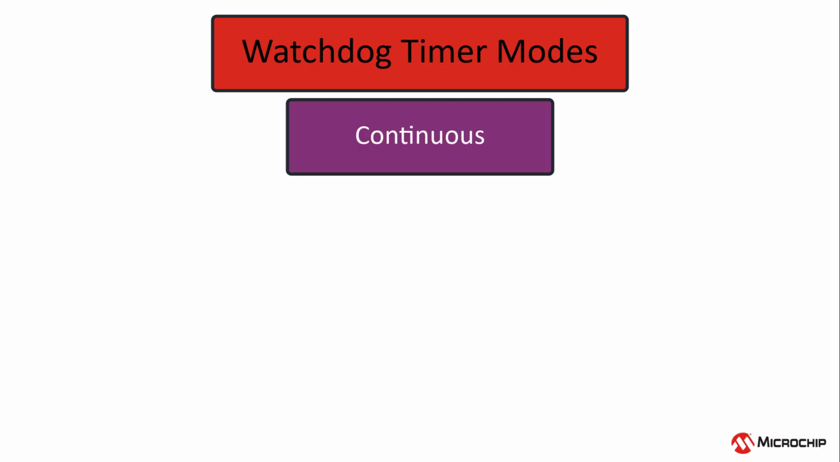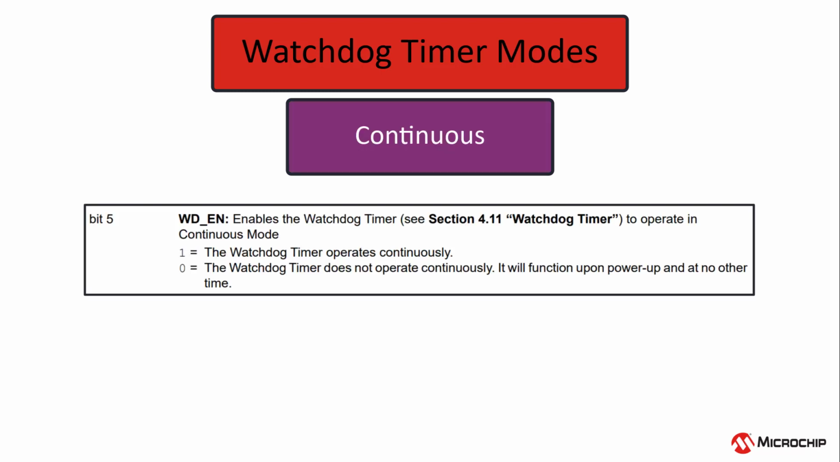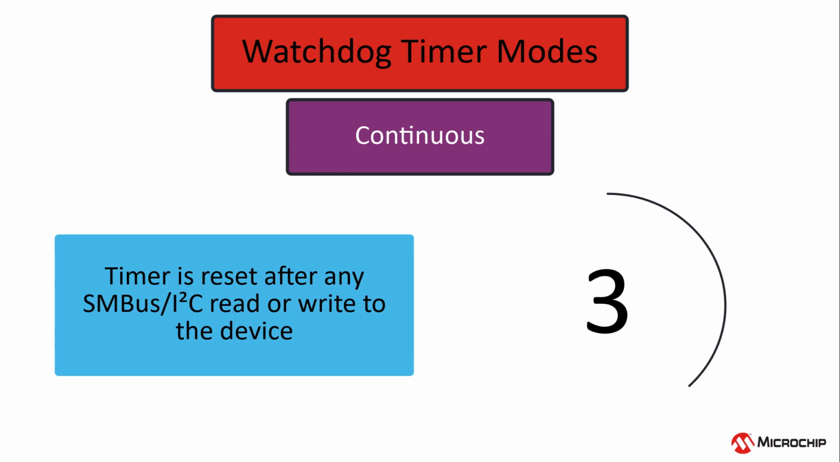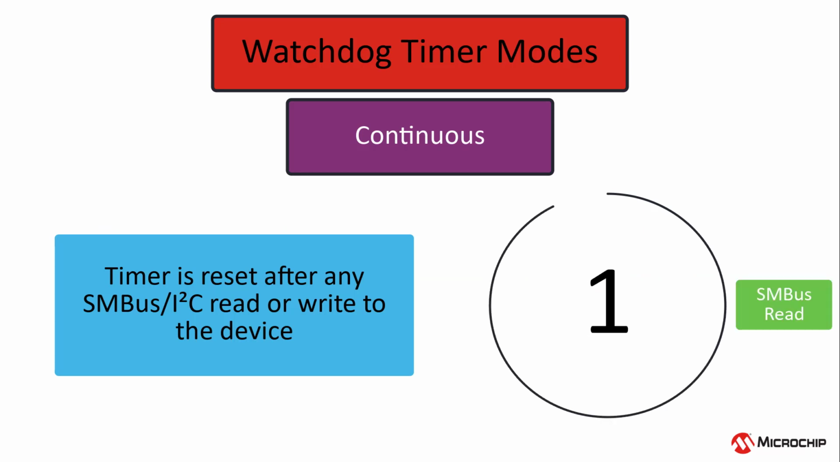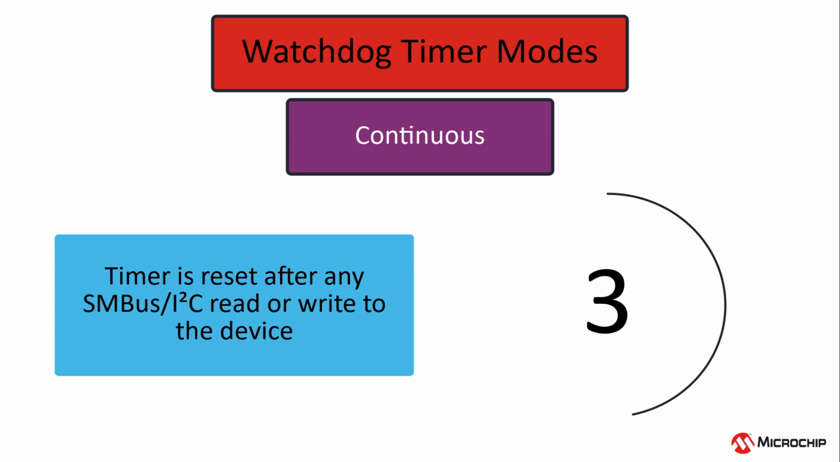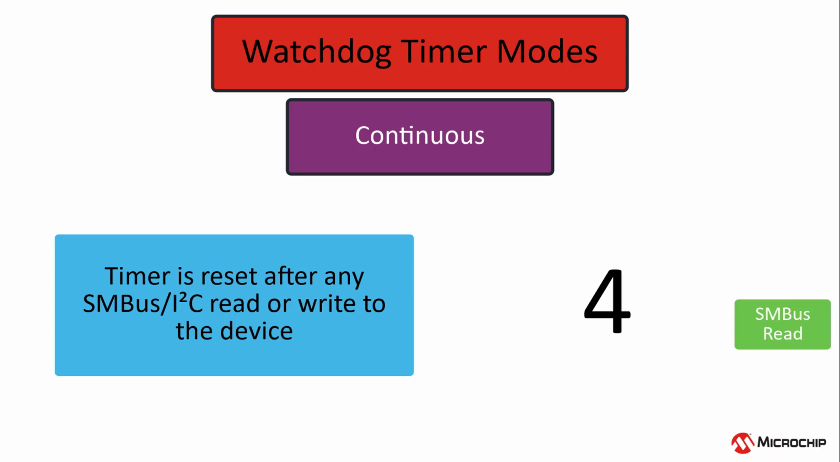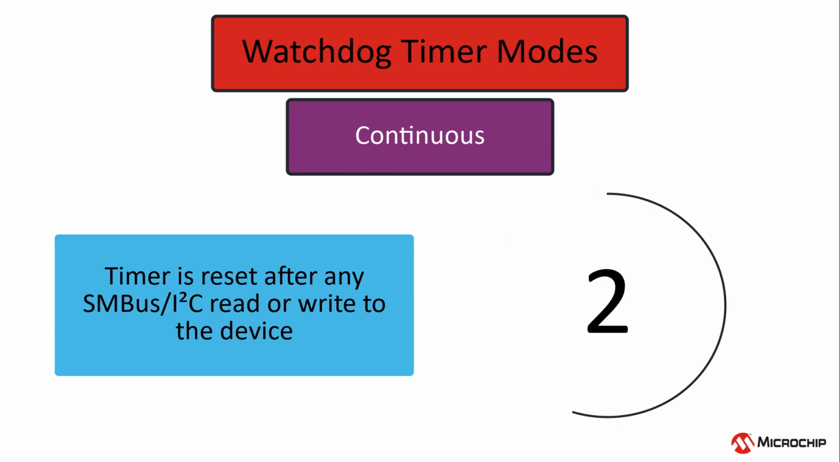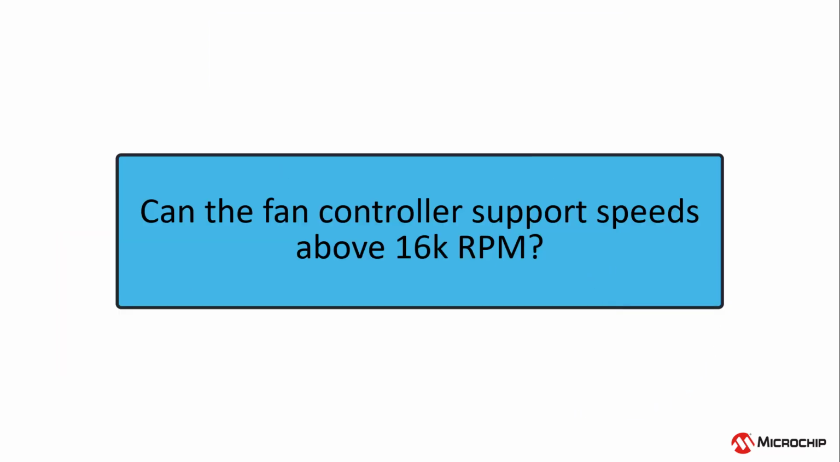Continuous operation is enabled by setting the watchdog enable bit in the configuration register. In this mode, the timer will be reset by any access, read or write, to the SM bus register set. The 4-second watchdog timer will reset upon completion of any SM bus activity.